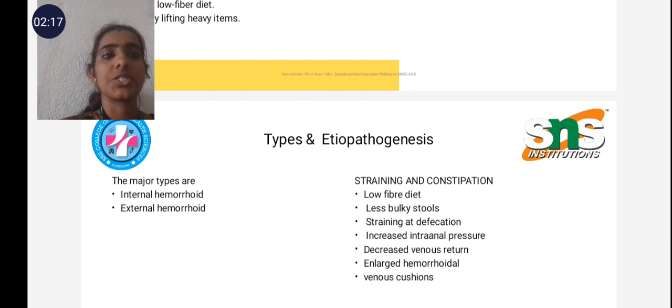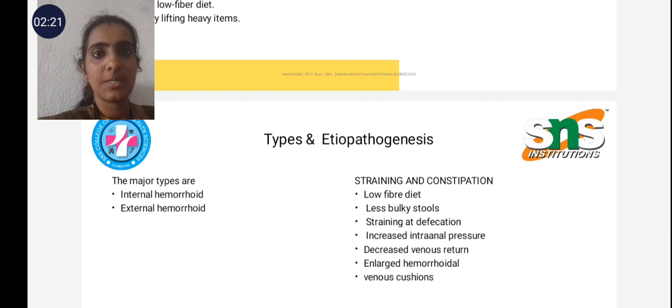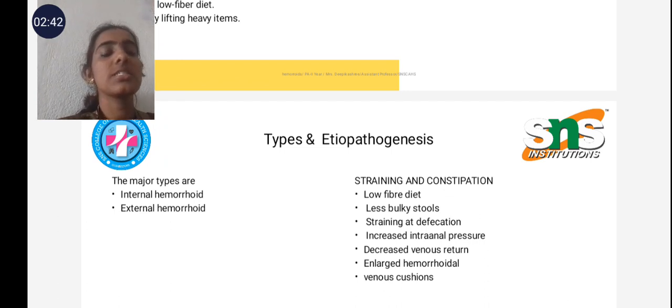Straining and constipation. The etiopathogenesis is straining and constipation. Straining to pass the stools is the major reason. And constipation is due to a low fiber content diet. This is the reason for hemorrhoids, piles.